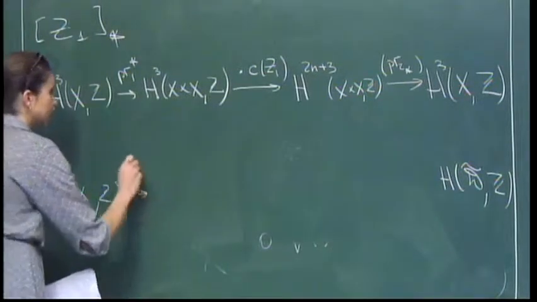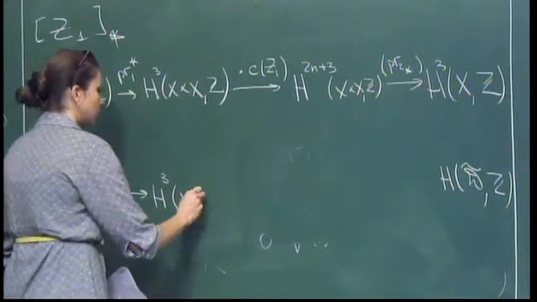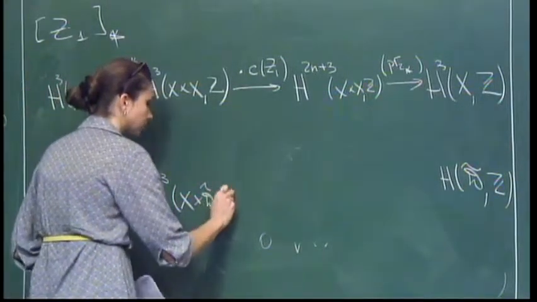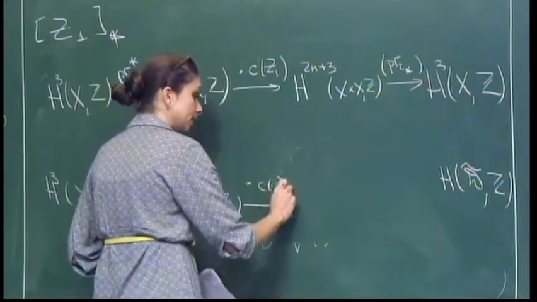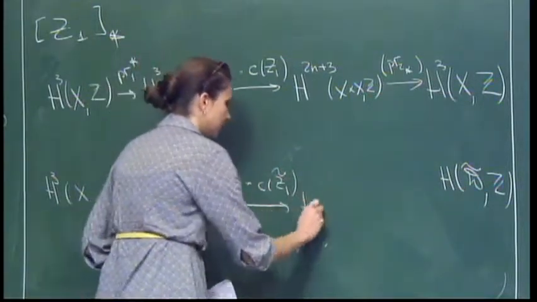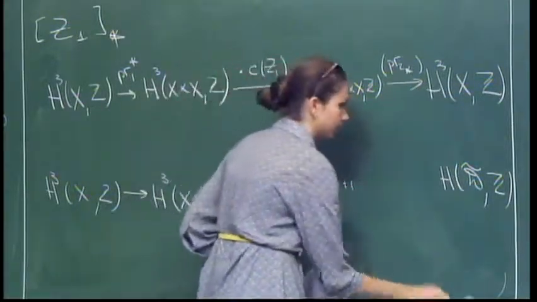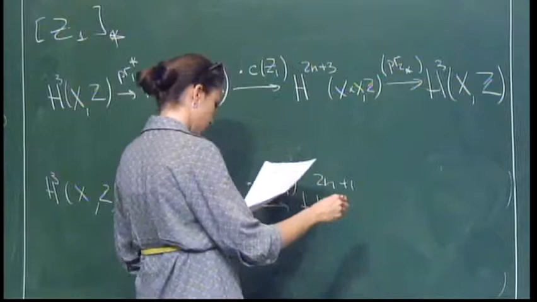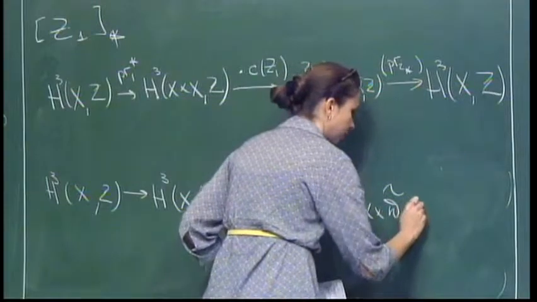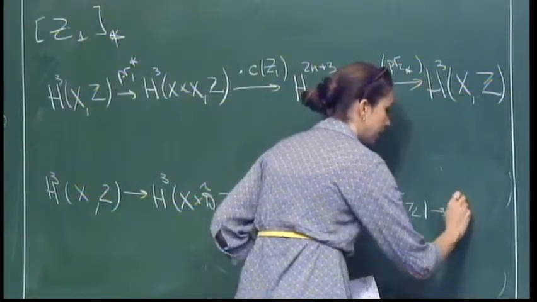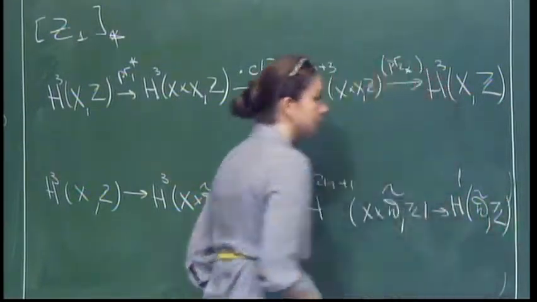So again, the first projection. And this time I arrive to X cross D tilde Z. And now I have a product with the class of Z1 tilde. And this time we arrive to H^(2n+1), sorry, 2n plus 1, X cross D tilde Z. And finally, we will be in H1 D tilde Z. This is the way the indices change.